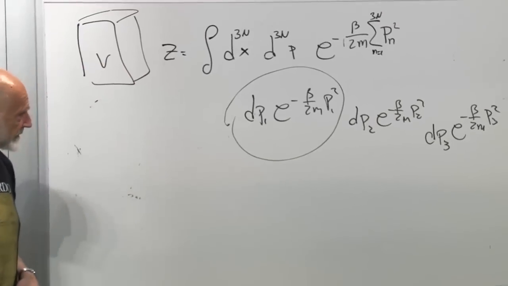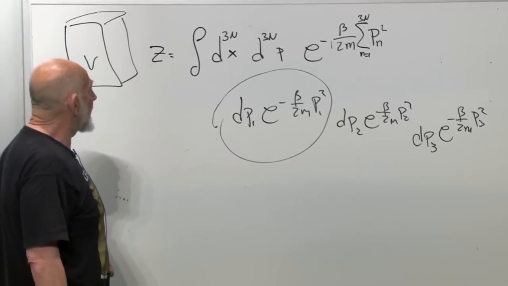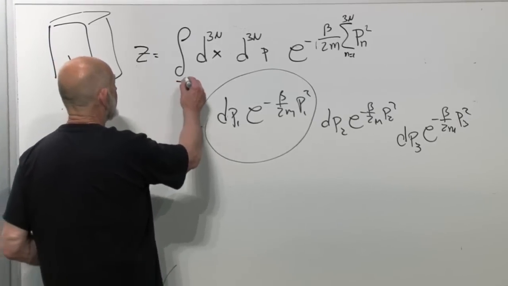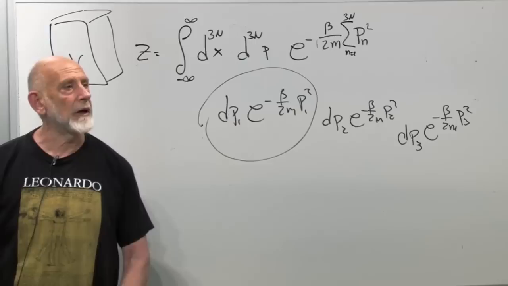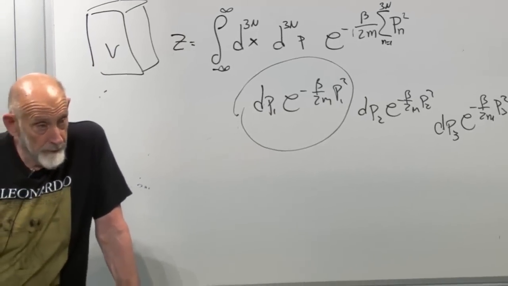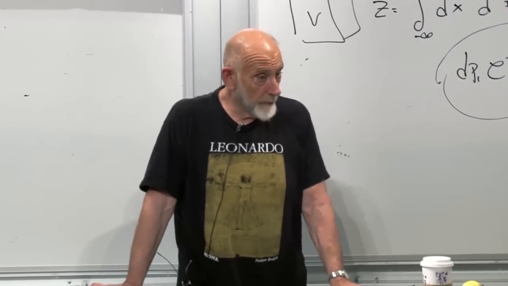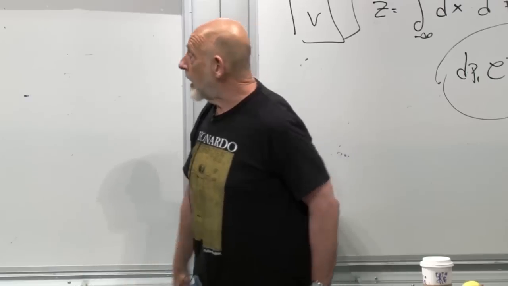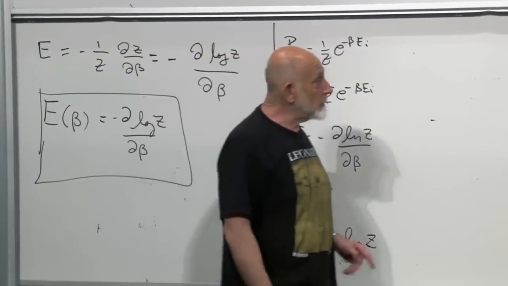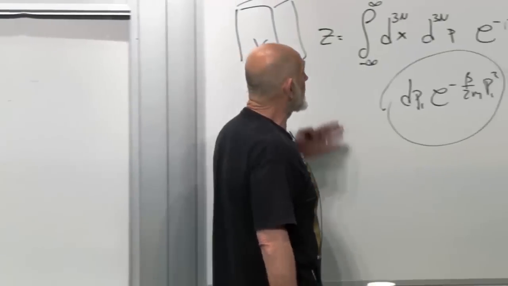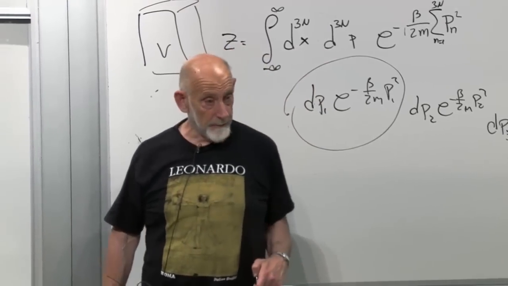Might as well write that down now. This is not an indefinite integral. It's a definite integral over all momentum, all possible momenta that the particle could have. It's an integral over all possible momenta, all possible states. The sum over i is the sum over all possible states of the system. The integrals dp and dx are integrals over all possible p and x. Now, the momenta in the box can be anything.